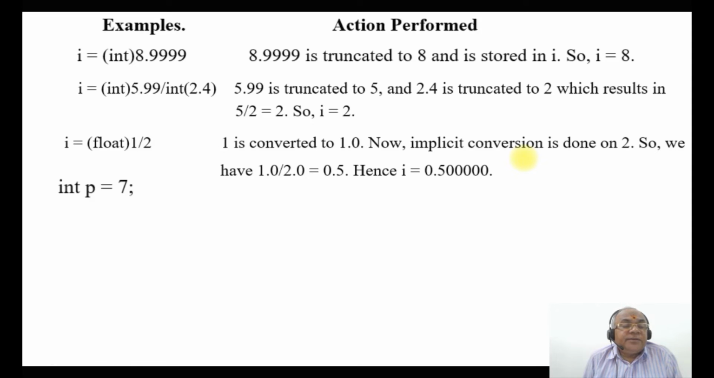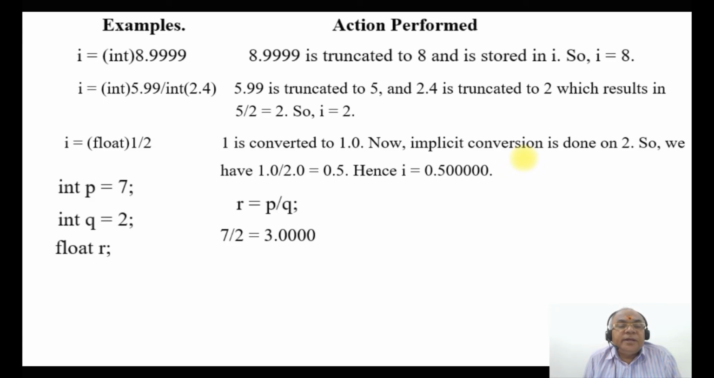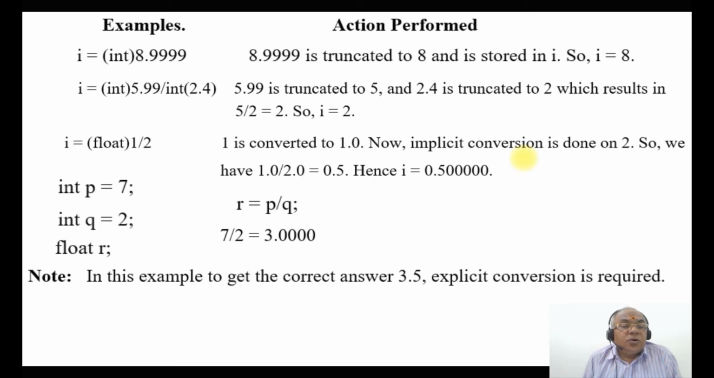Suppose I have int p is equal to 7, int q is equal to 2, then float r should be there. So r is equal to p by q. So 7 by 2, which will be equal to 3.000. How is it possible? It should be 3.500. So note in this example, to get the correct answer 3.5, what should I do?